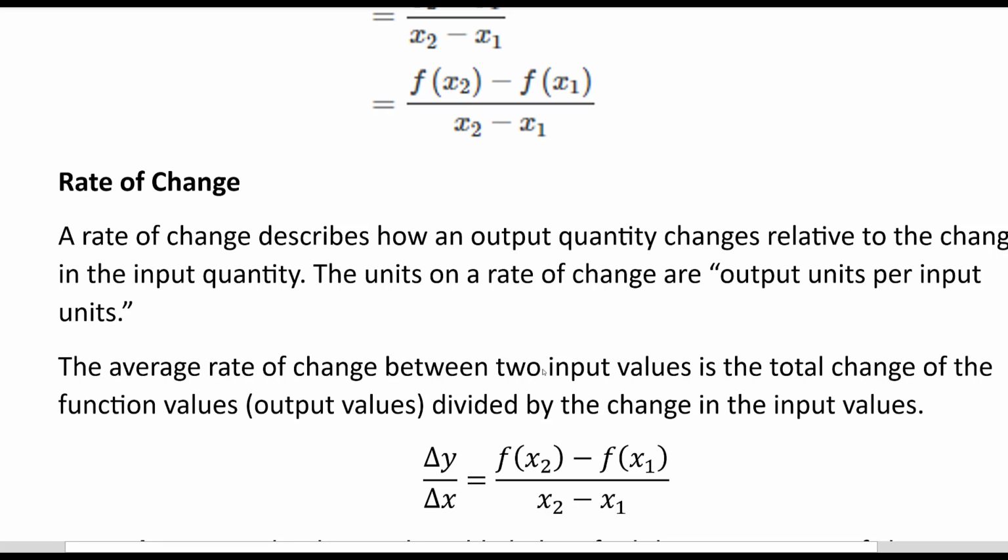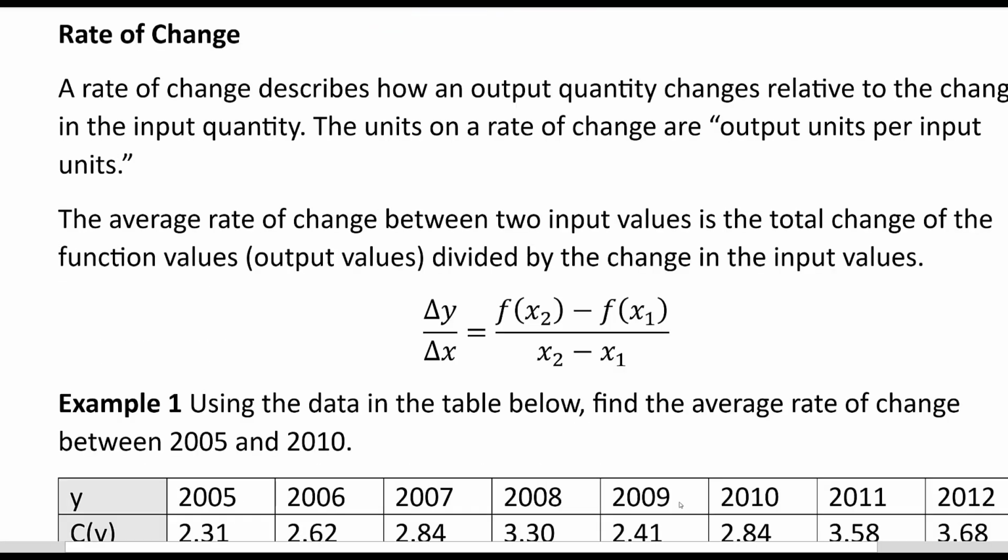So rate of change describes how an output quantity changes relative to the change in the input quantity. The units on a rate of change are, quote, output units per input units. The average rate of change between two input values is the total change of the function values, that is the output values, divided by the change of the input values. So delta y over delta x is f of x2 minus f of x1 over x2 minus x1. You could also see it, as I said before, y2 minus y1 over x2 minus x1.